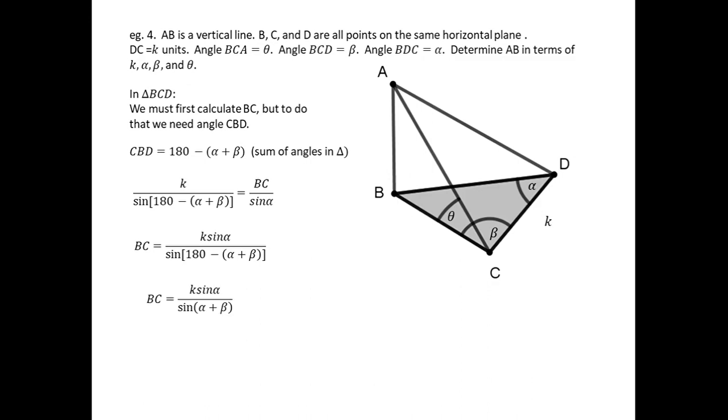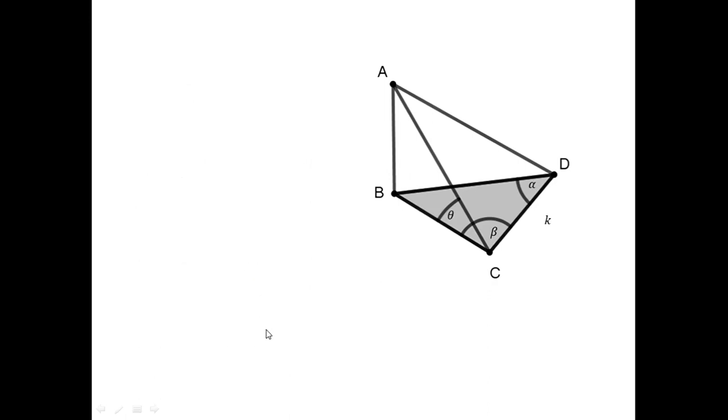What we can do to simplify it slightly is to look at this denominator here, and if we use reduction formulas, the sine of 180 minus an angle is going to be equal to the sine of that angle. Oh, so now we have a length for BC. There it is. Now we can move on to working out the length of AB, because we have a right-angled triangle here. Remember, a vertical line and a horizontal surface always form a right angle.